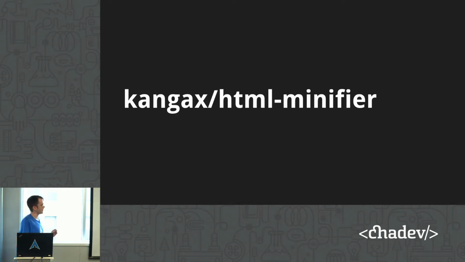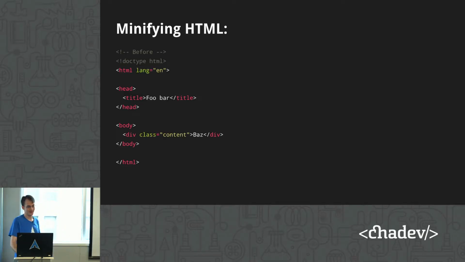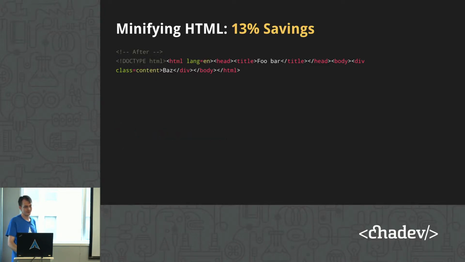Here's a tool, and the default configuration for this one's kind of funny. It will remove what it thinks are unnecessary tags, and the things that it thinks are unnecessary tags are things like the head and the body, and I'm not totally certain that that's correct, but here's an example. We've got HTML, and it's a simple page, and running it through that tool with the same configuration where we told it not to get rid of the head and body, we've got 13% savings, right?